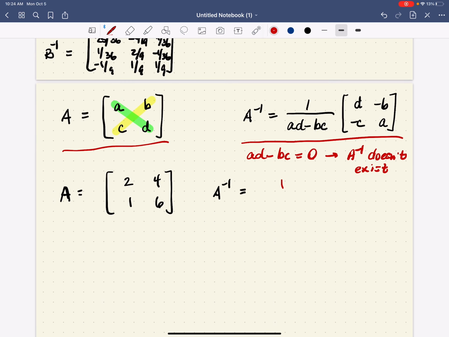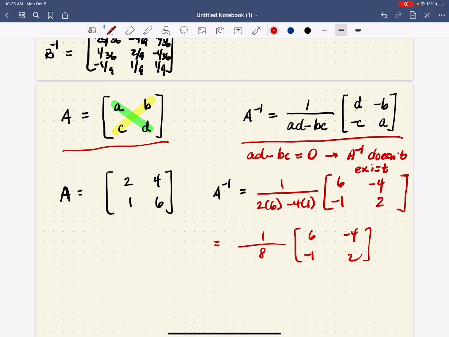So the multiplier out front is 1 over 2 times 6 minus 4 times 1. And then for the matrix inside, we interchange the main diagonal and we put negatives in front of the other diagonal. So let's simplify this. We'll find the number out front and then we'll multiply it through and see if we get the same thing. So 2 times 6 is 12, 4 times 1 is 4, 12 minus 4 is 8, so we're multiplying the matrix by 1/8.